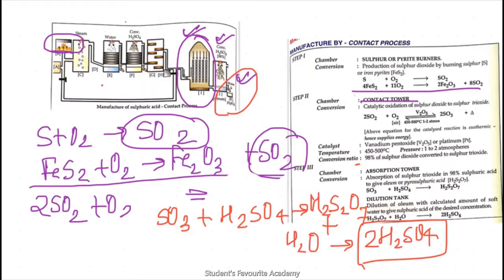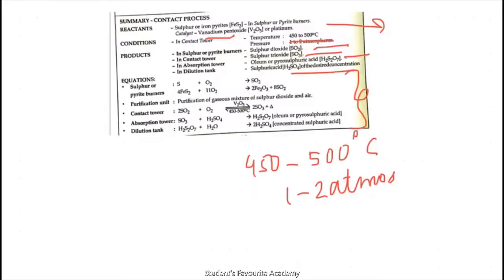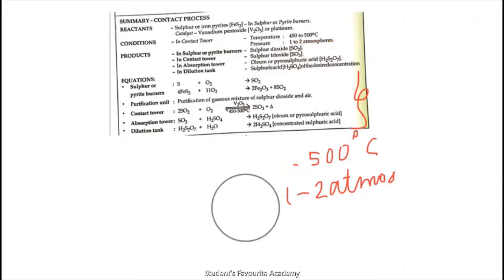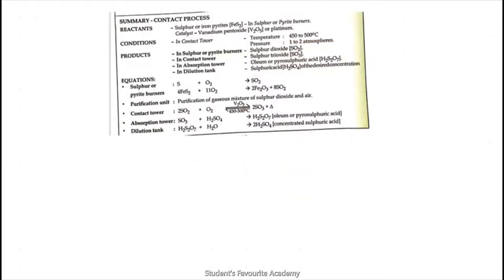Now we'll be quickly looking into the summary part. We have studied this already. In the summary, what are the reactants, children? That is, what are the initial raw materials that you need for this process? The first is my sulfur or the pyrite, and then I'll be needing vanadium pentoxide. These are what I need to form the last product.